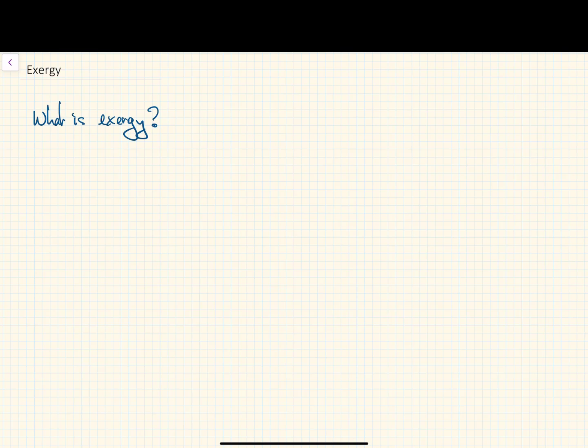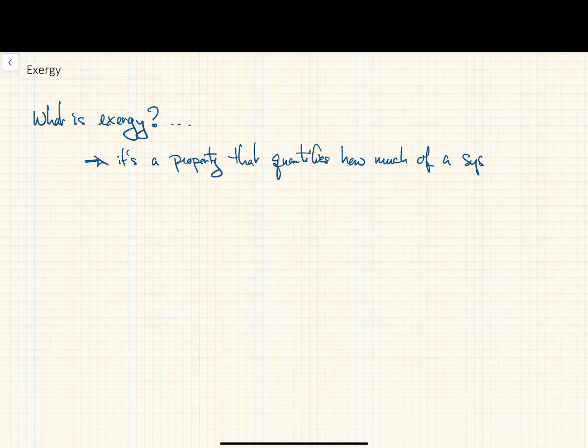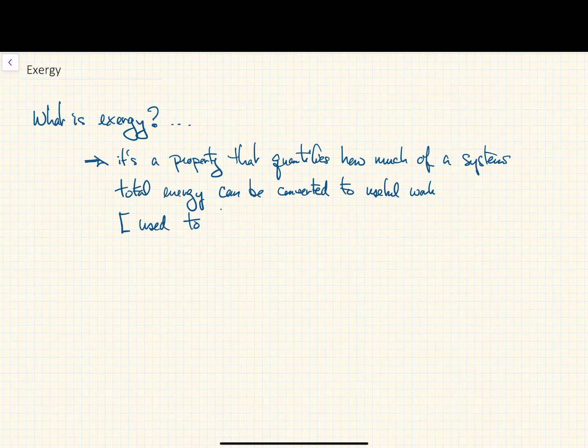So what is exergy? Well, exergy is actually another thermodynamic property, one specifically that quantifies how much of a system's total energy can be converted to useful work. As you know, much of the energy that's being transferred in a system does not get transferred to useful work, but the part that does, we're going to call exergy from this point on. This is a property that used to be called availability in the old days, so you might have seen it in some texts and in various places under that name before.